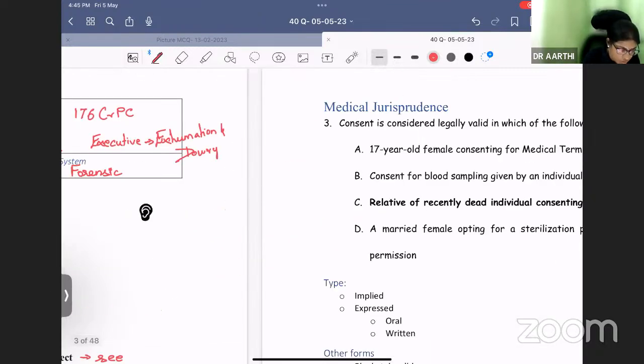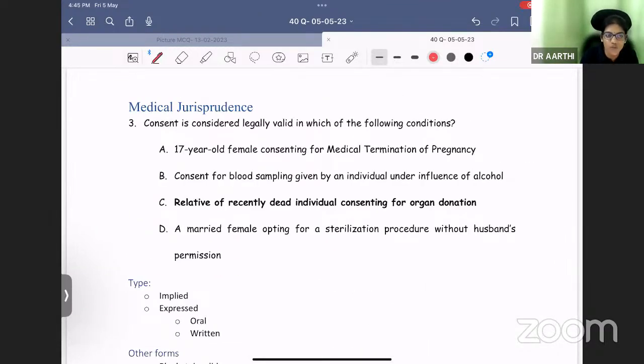Okay, let's go to the next one. Next topic, medical jurisprudence. Consent is considered legally valid in which of the following conditions? They're asking when will you consider a consent as legally valid. A 17-year-old female for medical termination of pregnancy, MTP, age is 18 years, right? Consent for blood sampling under the influence of alcohol. No, he does not understand what he is giving consent for. Relative of a recently deceased consenting for organ donation.